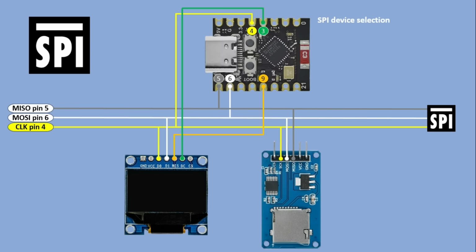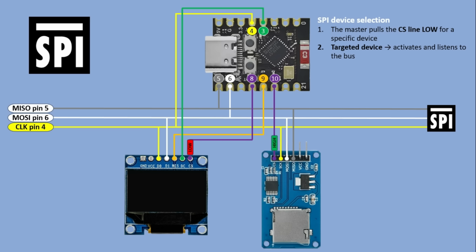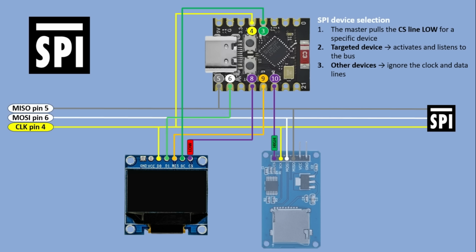Each module has a chip select pin. In this setup, the OLED connects to GPIO 8 and the SD card reader to GPIO 10. Chip select pins are also active low, so if the microcontroller pulls the OLED's chip select line low and keeps the SD card reader's line high, the SD card reader ignores the bus, and the data transfer is targeted solely to the OLED display. Once the transfer is finished, the master pulls chip select high to end the session.